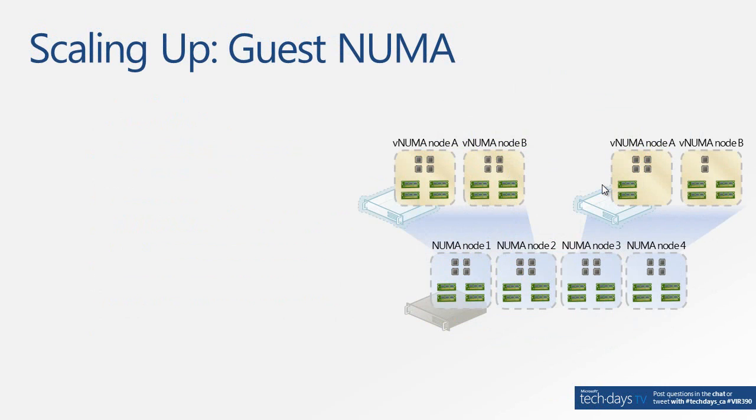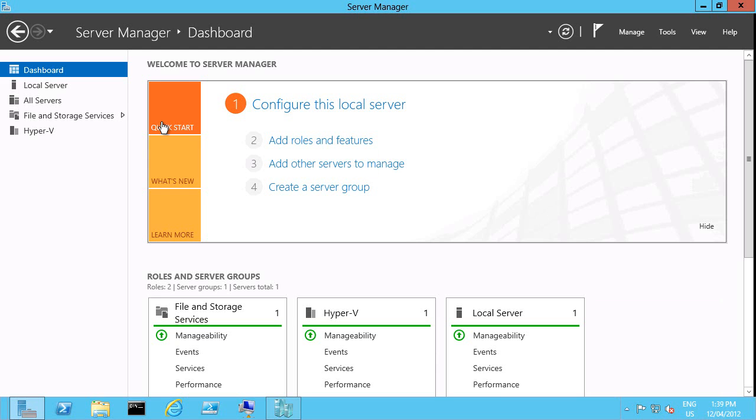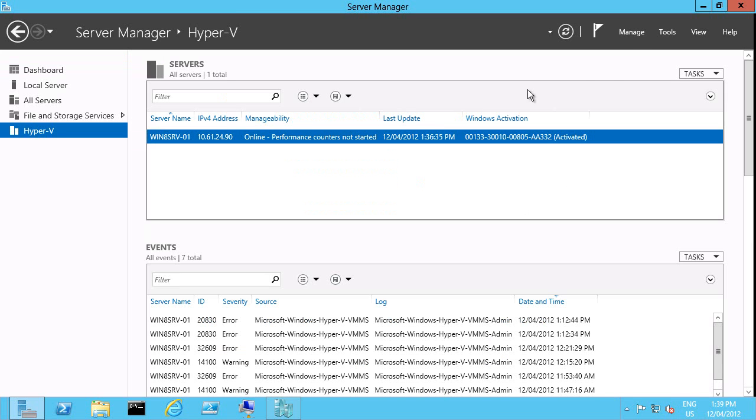In Windows Server 8, we have the capability to allocate GuestNUMA. What that essentially means is that we expose NUMA at the virtual machine level. So let me give you an example. I'm going to pop into my demo on a virtual machine. Here I've got my Windows Server 8 Hyper-V server.